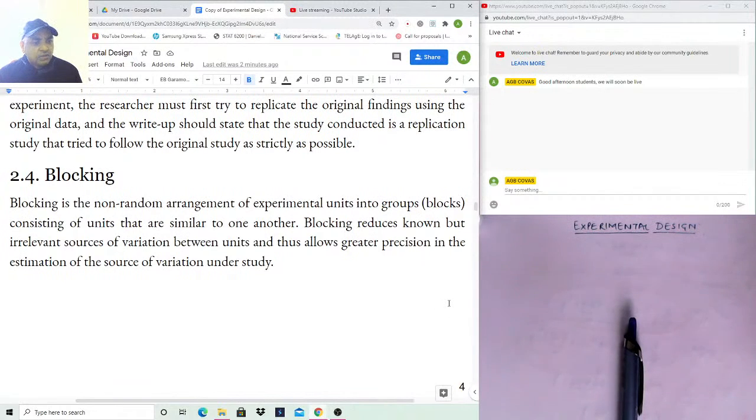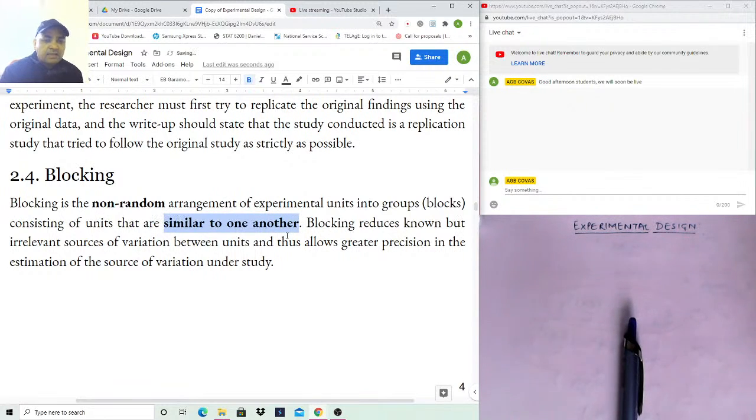What is blocking? Blocking is the non-random arrangement of experimental units into groups. Concentrate on this word: non-random. Blocks consist of units that are similar to one another. That is, in a block, all the units are as similar to one another as possible, with very little variation among them within one block. However, one block differs or varies from another block.